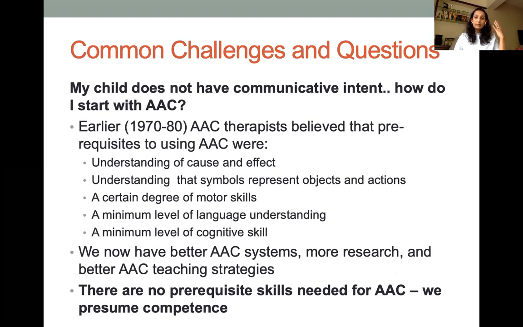Okay, so earlier, long ago in the 1970s and 80s, the AAC therapists believed that there were prerequisites to using AAC: that you had to understand cause and effect, you had to understand that symbols represent objects and actions, you have to have a certain degree of motor control, you have to have a minimum level of language understanding. But now we have better AAC systems, okay, that you don't even need to use symbols. You can import real life pictures. There's more research, there's better teaching strategies. So now we know that there are no prerequisite skills needed for AAC.